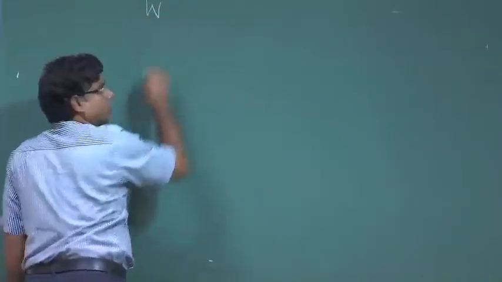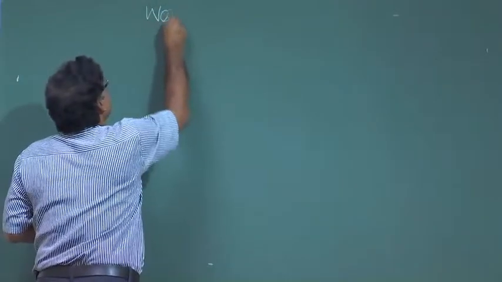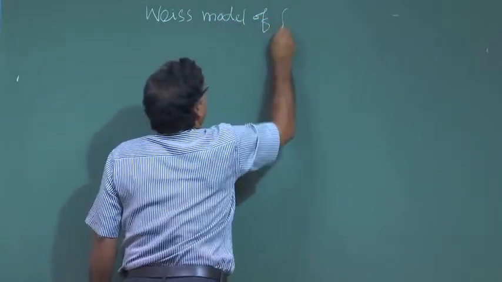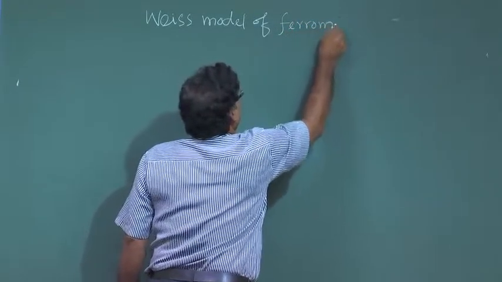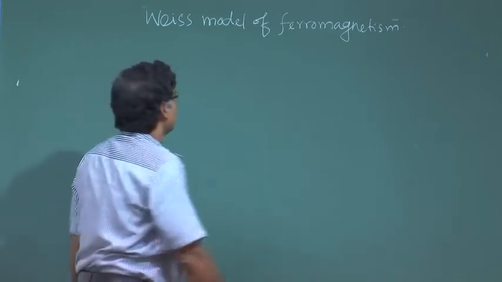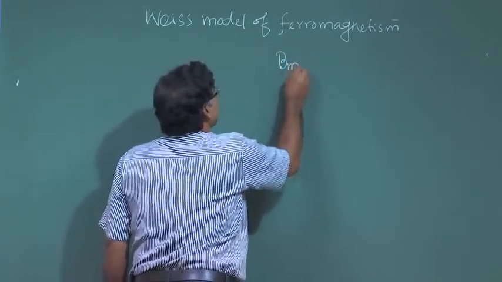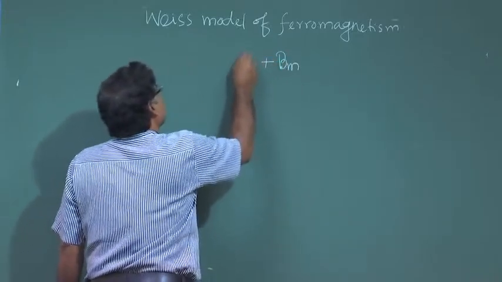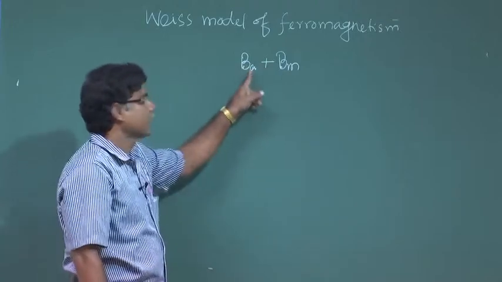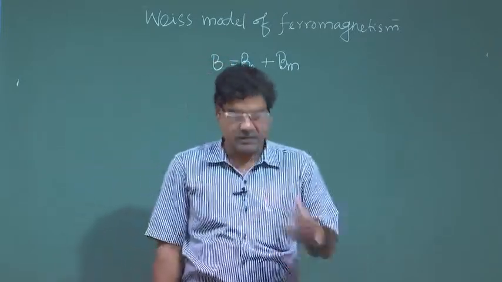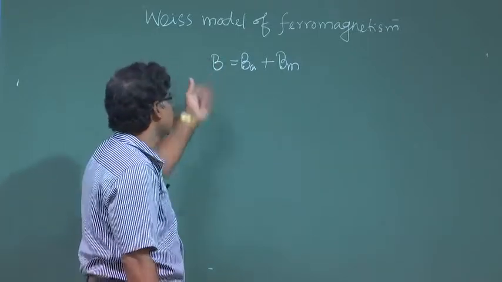So, we are discussing the Weiss model of ferromagnetism. In this model, this internal field is called the molecular field. If we apply a field B_A, the applied external field, that is the total field that the permanent dipole moment will experience.